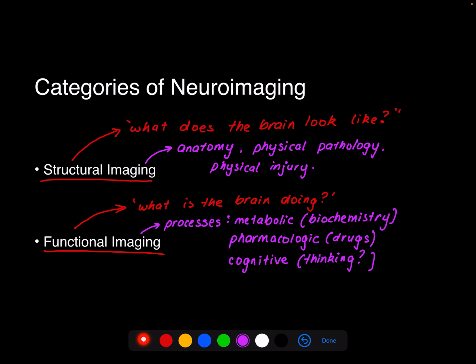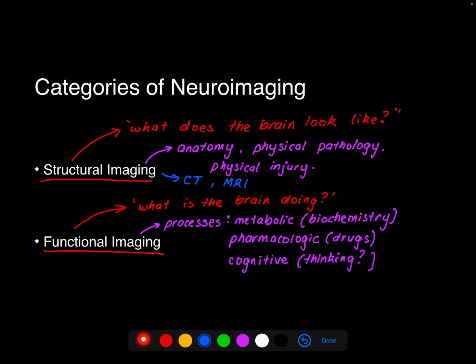And examples of structural imaging include CT, or also known as computed tomography, and MRI, or magnetic resonance imaging.